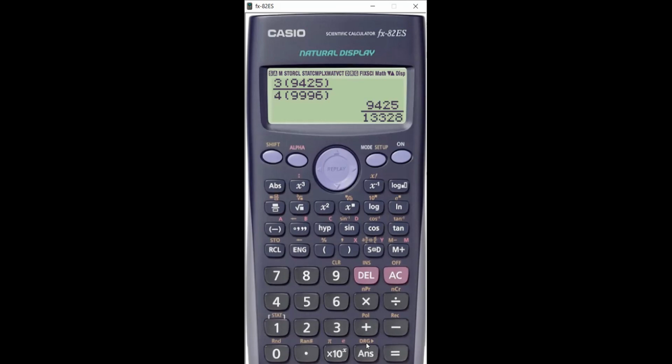That's off. What is this? Okay, I guess we're fine. This is what we get, Marika: 9425 over 13328. So 1 over root 2 is that answer right there, which I'm just displaying here: 9425 over 13328.